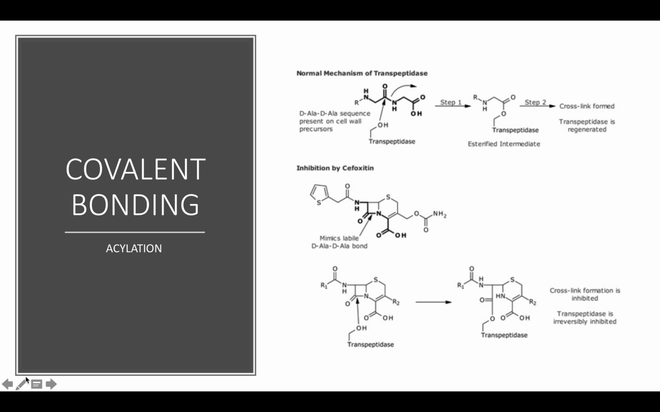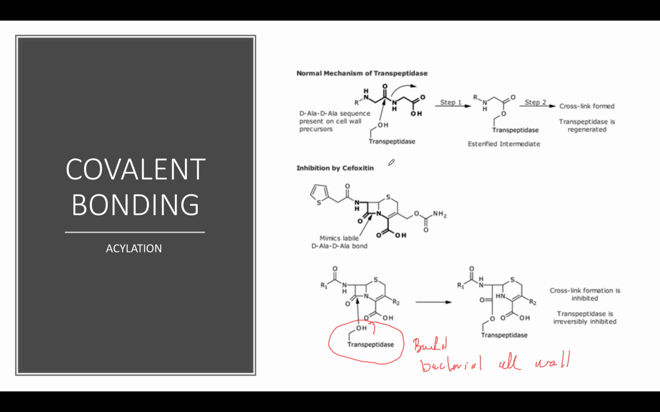All right, so another example of acylation is seen with the beta-lactam antibiotics. The beta-lactam antibiotics are actually responsible for irreversibly binding to a bacterial protein that is called transpeptidase. And transpeptidase is the bacterial enzyme that is responsible for cross-linking the bacterial cell wall. So transpeptidase helps to build the bacterial cell wall.